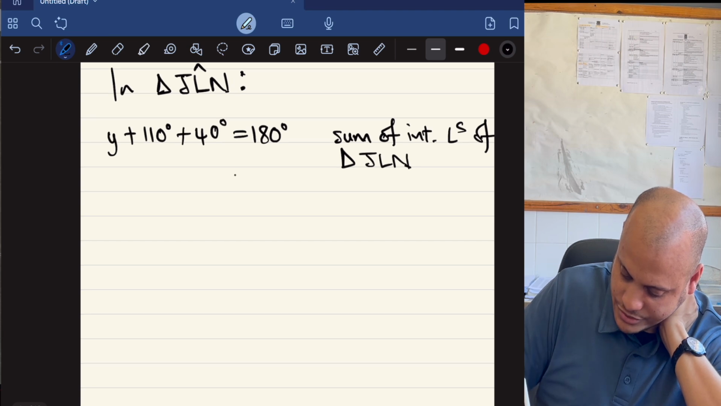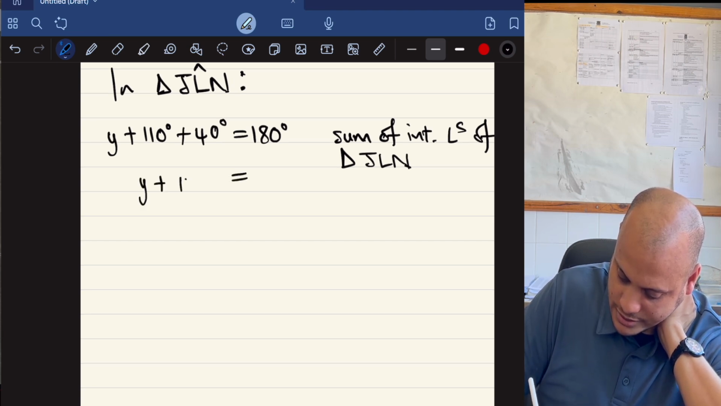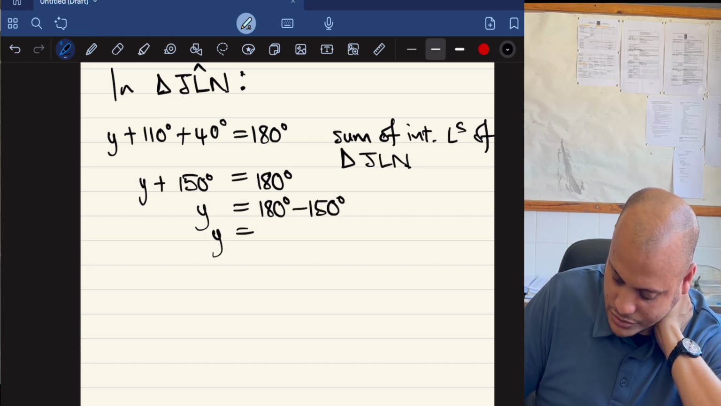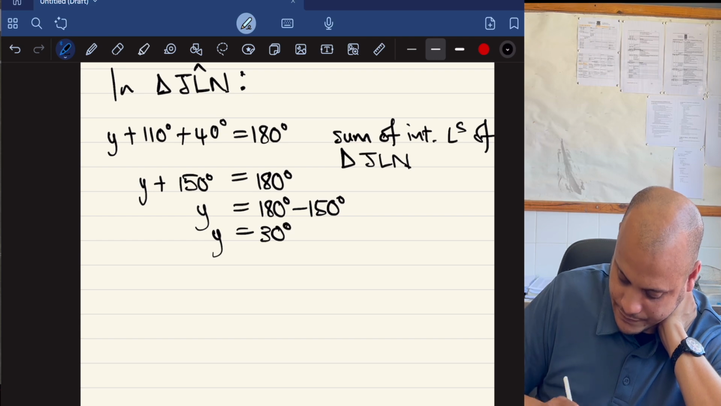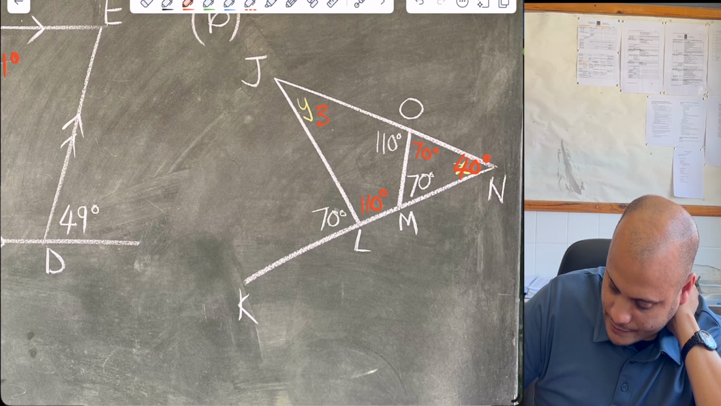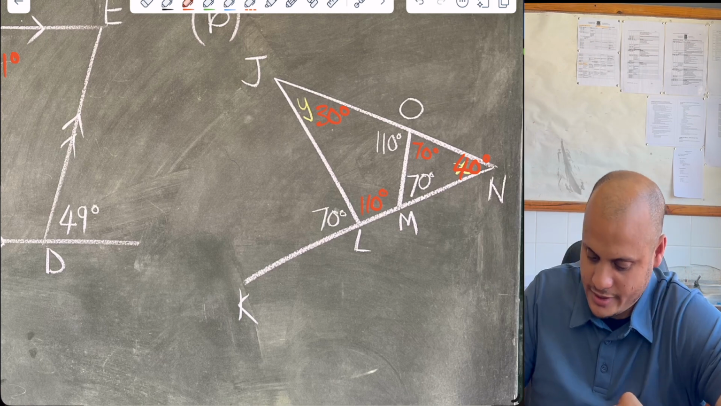Then doing the algebra here, I've got y plus 150 degrees is equal to 180 degrees. So y is equal to 180 degrees minus 150 degrees, and y is then equal to 30. So y is equal to 30. And then we have x and y.